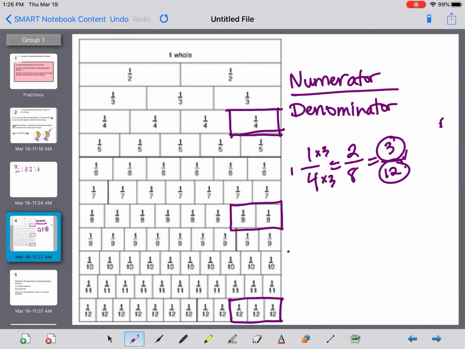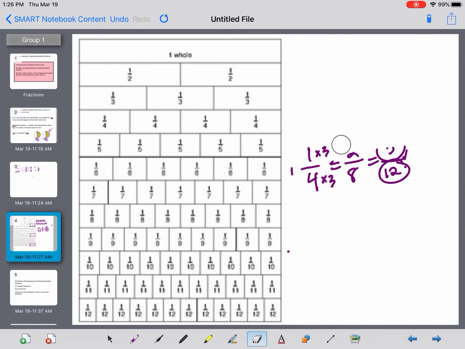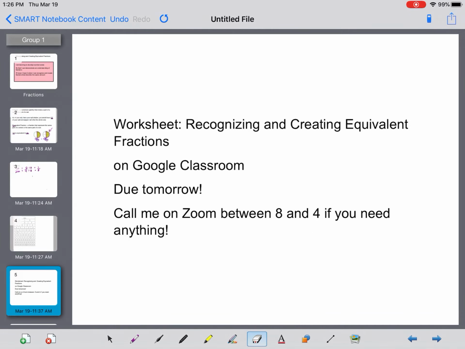Okay, so I have loaded a PDF of fraction strips onto Google Classroom so that you can take a look at that, and that can help you out with your worksheet today. Your worksheet is called Recognizing and Creating Equivalent Fractions. It's on Google Classroom. It is due tomorrow, please. But please feel free to call me on Zoom anytime between 8 and 4 today or early tomorrow morning if you need anything else.